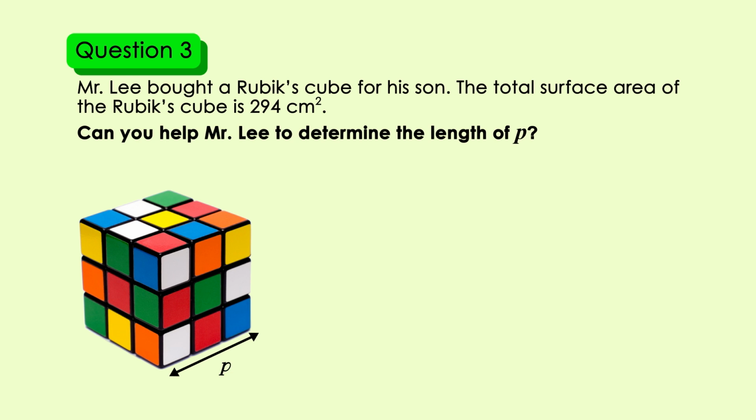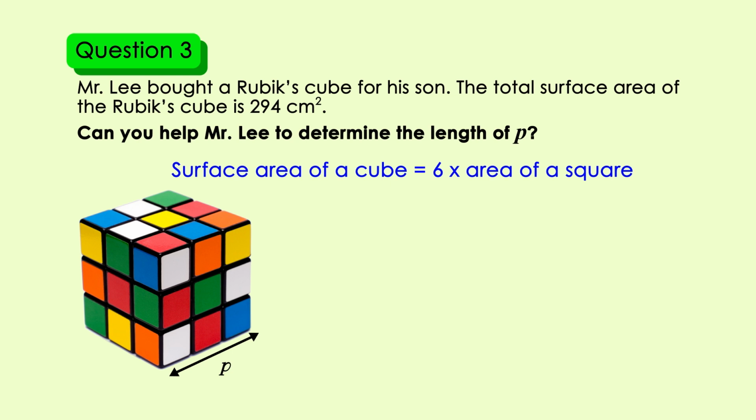A cube is made up of 6 squares. Hence, the surface area of a cube is 6 multiplied by the area of a square. Given that the surface area of the Rubik's Cube is 294 square centimeters, therefore, 6 times the area of a square equals 294. How do we find the area of a square?